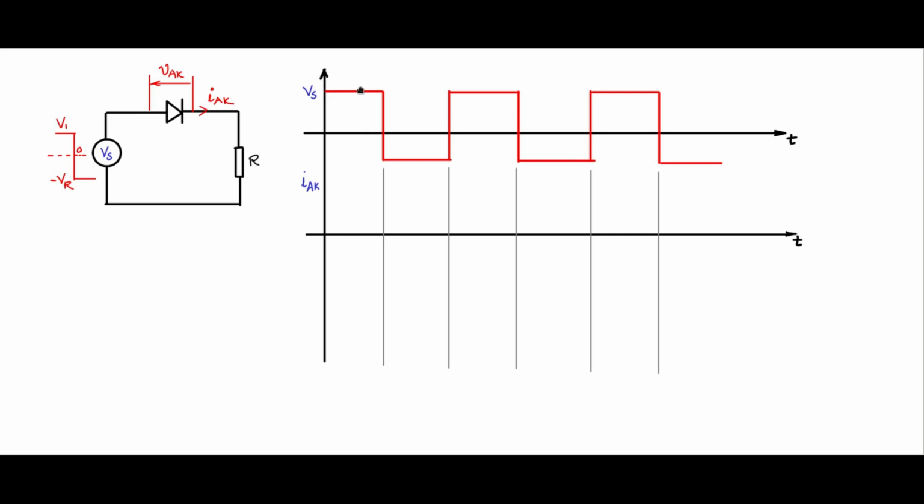So if this value is V1, the value of the current that flows through the diode will be V1 by R. So this would be the value of the current that is flowing through the diode when the diode is on. And when the source voltage goes negative, then the diode will be reverse biased and no current effectively flows during the reverse biased condition. So that is the off state of the diode.